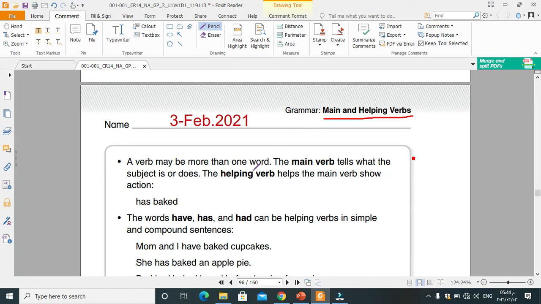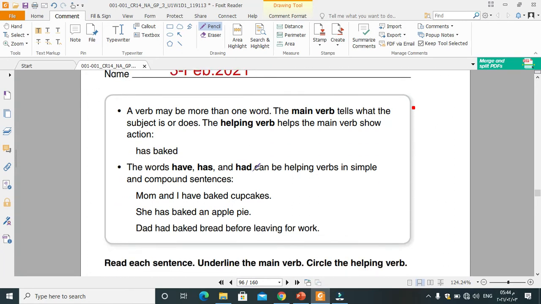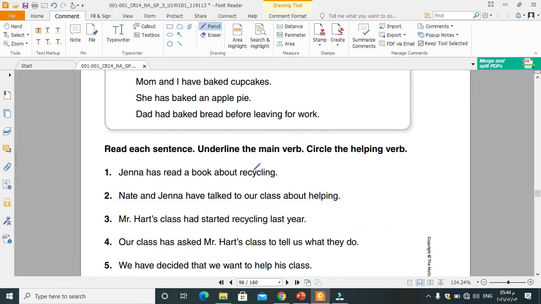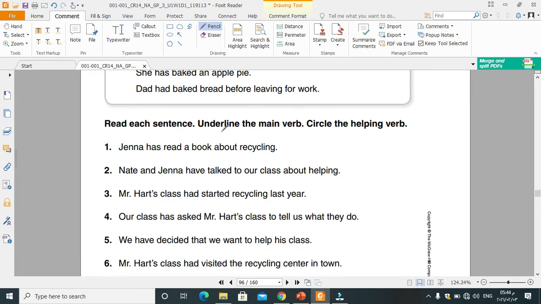That's great. It's time now to practice. Read each sentence, underline the main verb, and circle the helping verb. Jenna has read the book about recycling. Underline the main verb, this is read, and circle has. Good. Number 2, Nate and Jenna have talked to our class about helping. Where is the helping verb here? Have. And the main action, talked.